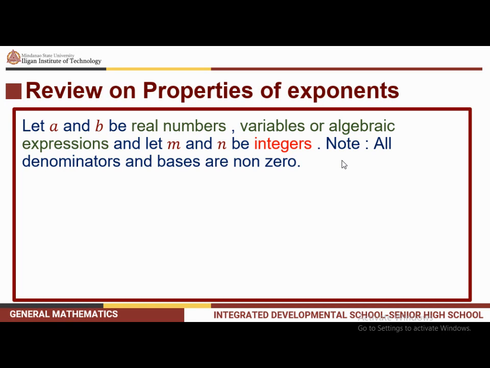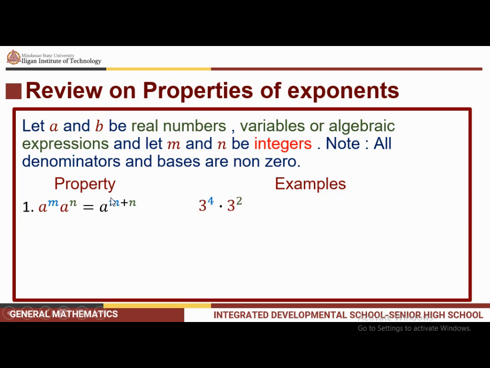Let a and b be real numbers, variables, or algebraic expressions, and let m and n be integers. Note, all denominators and bases are non-zero. Let's start with property number 1. Sa property number 1, kung meron tayong same na base, tapos yung operation na ginagamit ay multiplication, at kung na-observe natin na meron tayong different exponents, ang gagawin lang natin ay i-add lang natin yung mga exponents na meron tayo. So you'll have a to the power of m plus n.